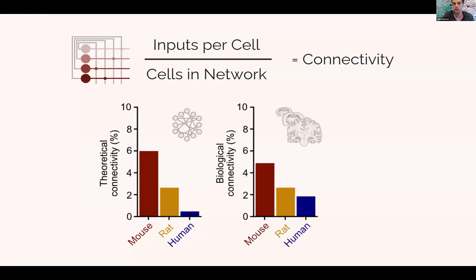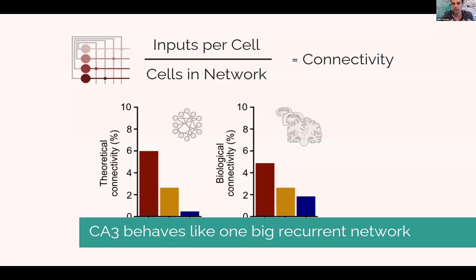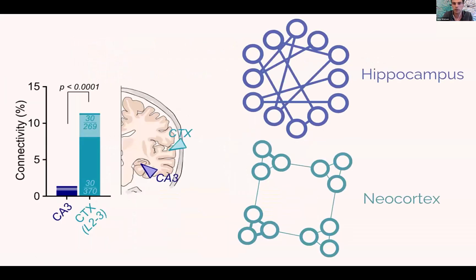And this is very interestingly closely paralleled by what we see biologically, measured using multicellular patch clamp. And what does this tell us? I would propose that when we patch CA3 and look at it locally, it reflects the fact that CA3 is behaving as one big network, just like our theoretical anatomically calculated network. And therefore, the sparsifying connectivity we see across species, different to the neocortex, reflects how the circuit is shaped.